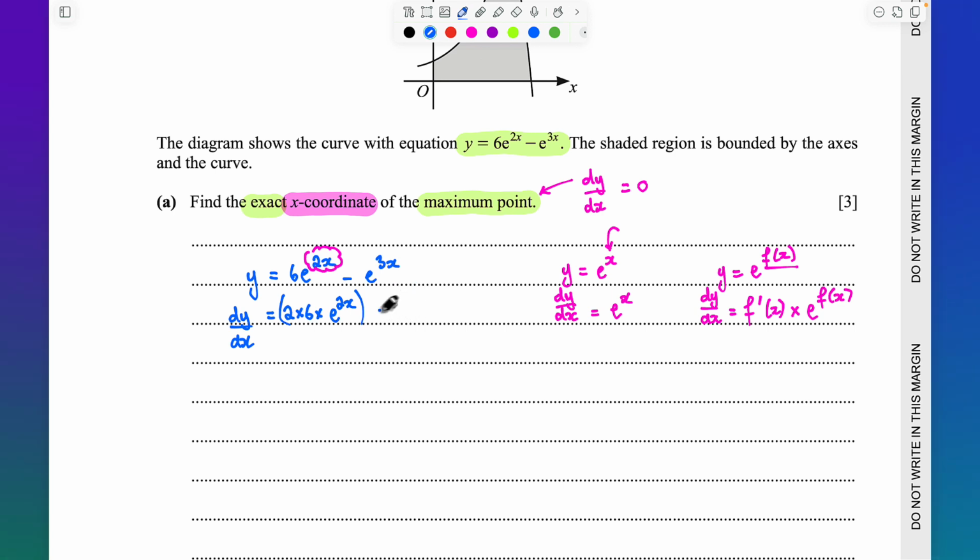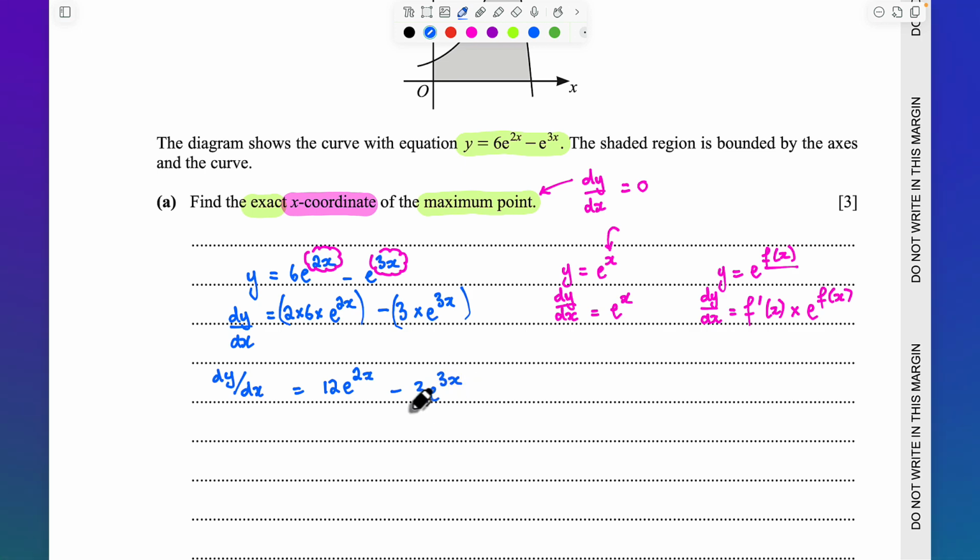We have to do the same thing to the next expression. You take the power, which is 3x, and find the derivative of that power. The derivative of 3x is 3. So I'm going to say 3 multiplied by the original expression, which is e to the power of 3x. Then we're going to simplify this. So dy/dx is equal to 2 times 6 gives us 12e to the power of 2x minus 3e to the power of 3x.